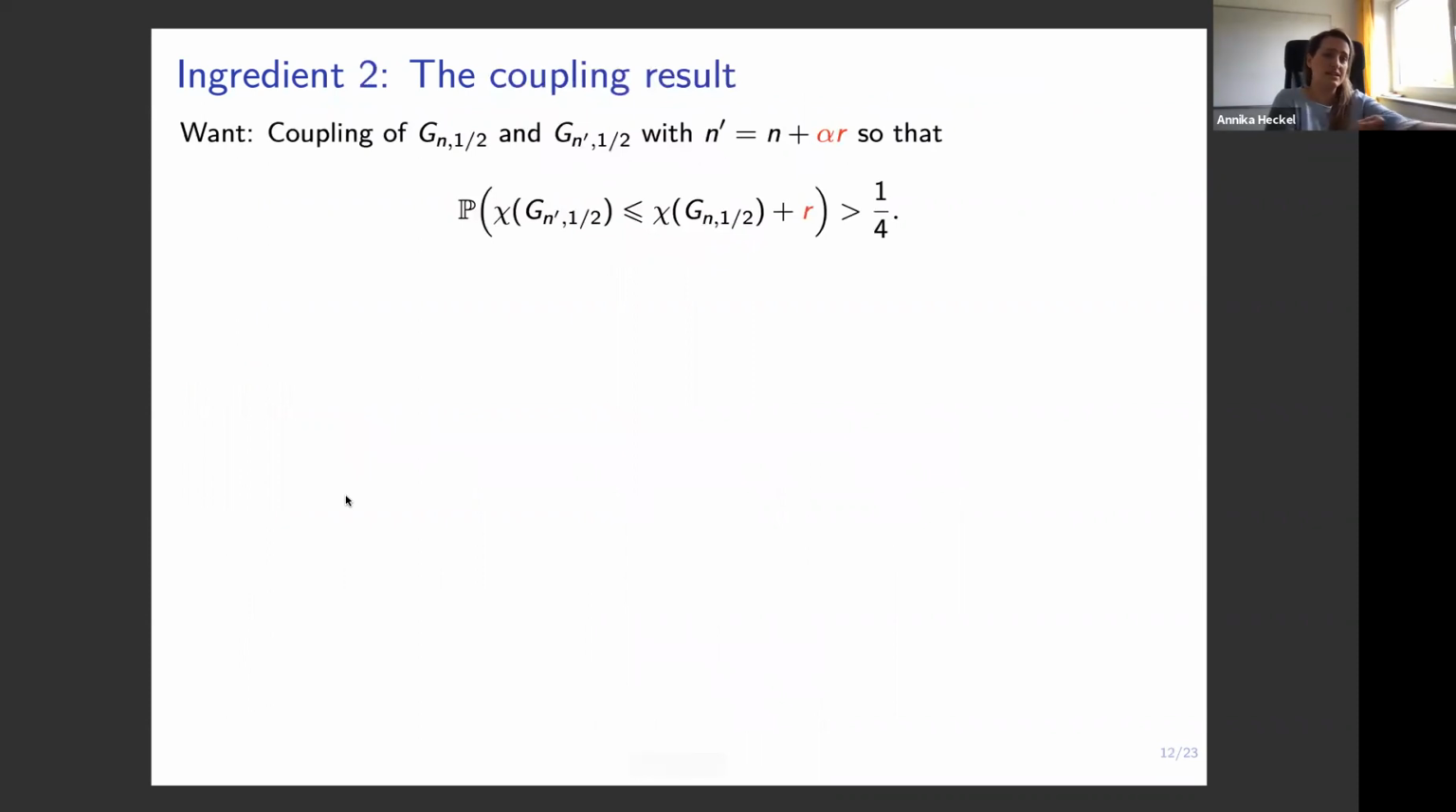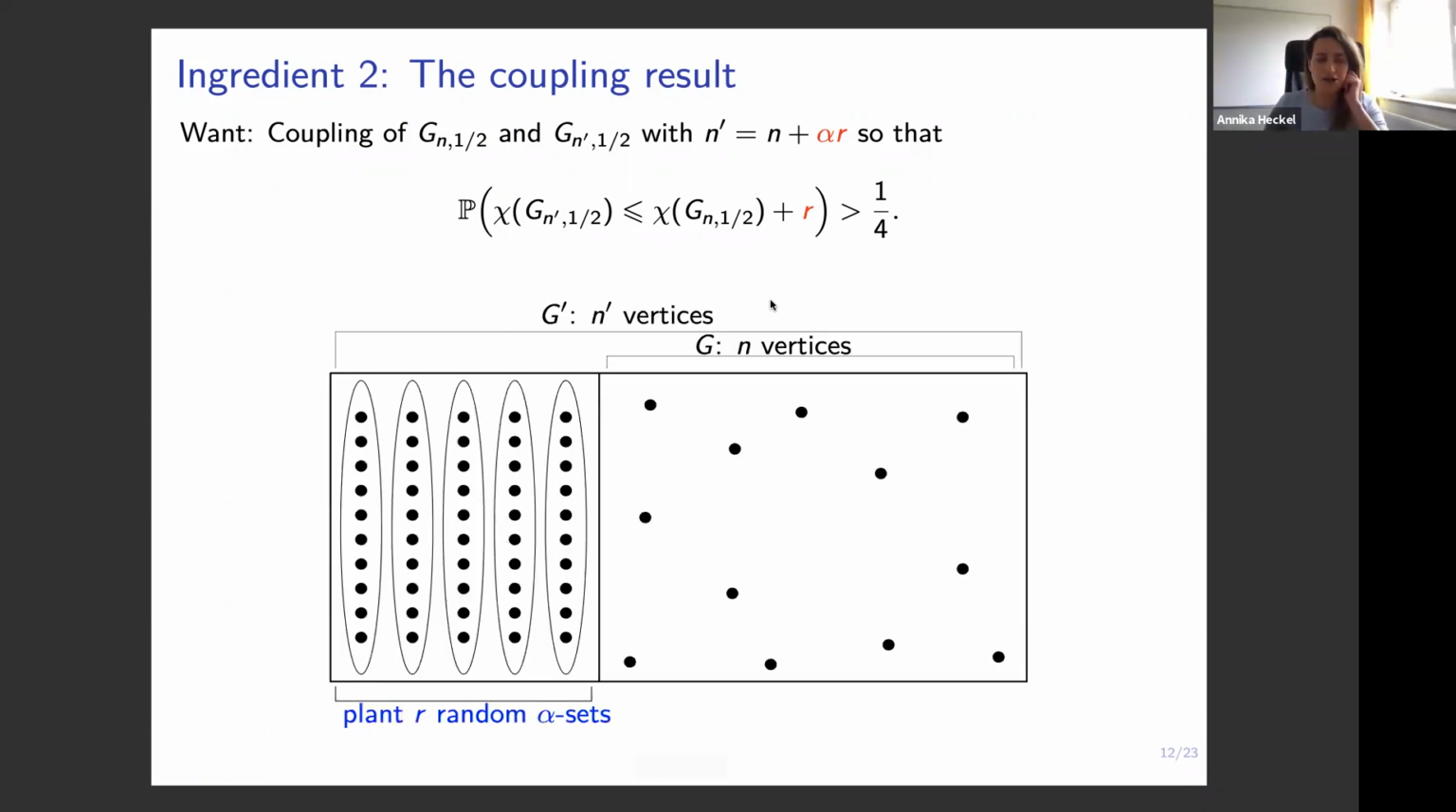Okay, so how about the second ingredient, the coupling? We want a coupling of G(n,1/2) and G(n',1/2), so that if we increase n by alpha times r, with sufficiently high probability, the chromatic number increases by at most r. And we want r to be as large as possible, preferably to get a good lower bound on the concentration.